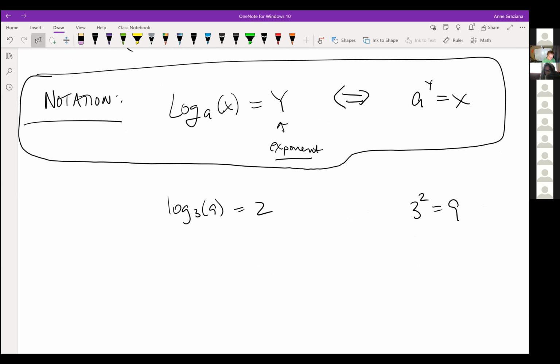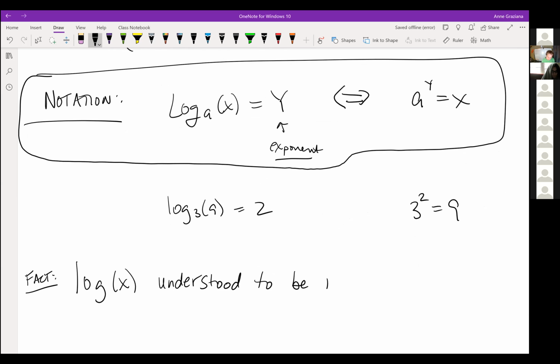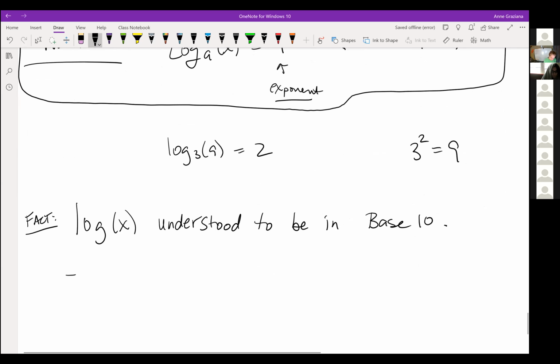And then the other thing I want you to know is that for any log of x, if you don't see a base written, it is understood to be base 10. So this is the same as log base 10 of x. If you don't see a number written there, it is automatically base 10.